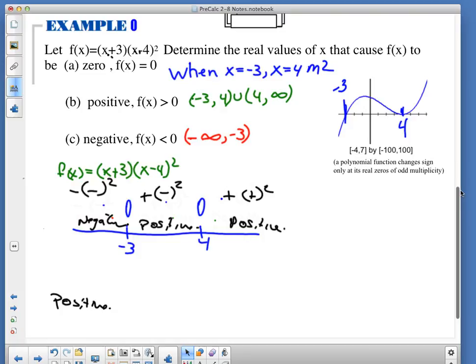So that's the method to the madness, what's going on. But the big thing is about setting up your sign chart. Because the expectation isn't about you being able to tell from a graph when it's positive and negative, but you telling it without using a calculator at all.